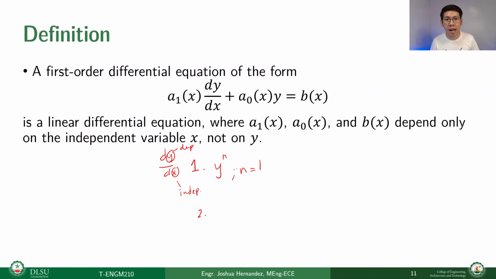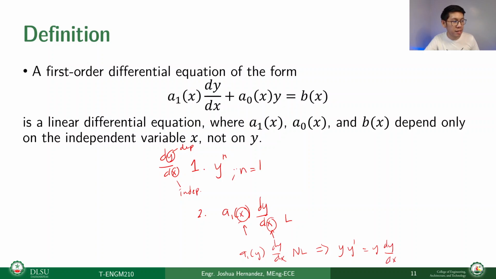The second characteristic is that the coefficients, let's say a sub 1 of x, of our derivative, dy over dx, should only be dependent on the independent variable. In other words, this is linear, but a sub 1 of y, dy over dx, is not linear. What are some examples? For example, y and y prime, or y and dy over dx. This is non-linear.